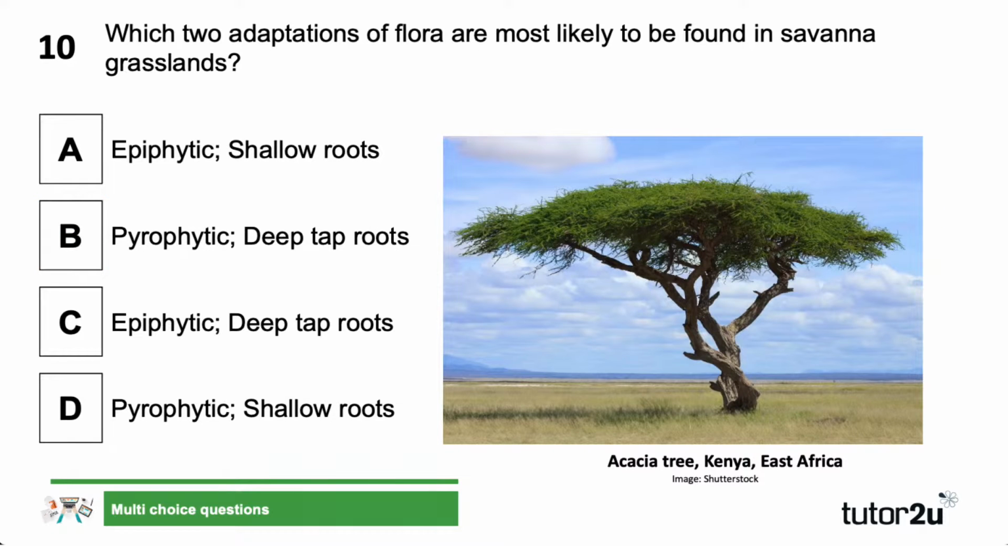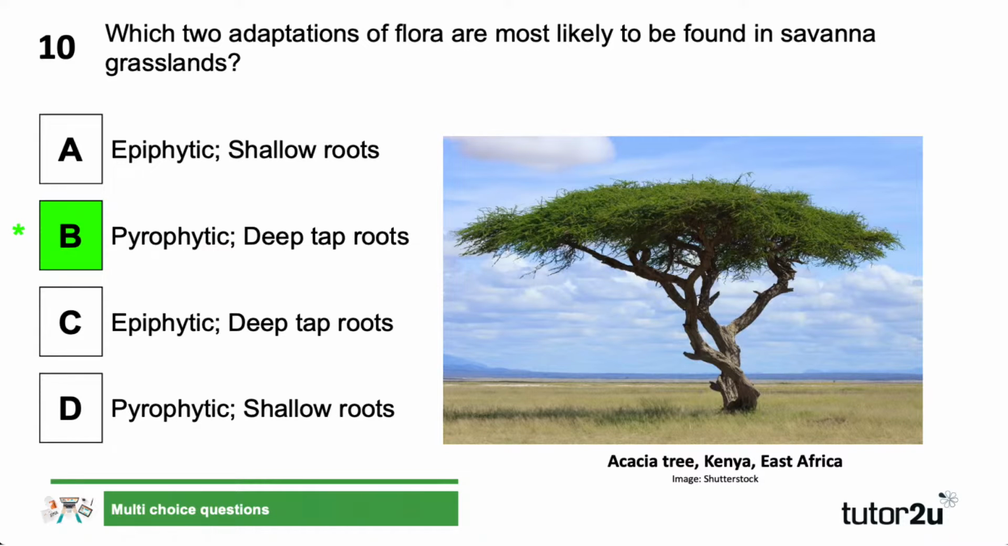Number 10, which 2 adaptations of flora are most likely to be found in savanna grasslands? Would it be A, epiphytic shallow roots, B, pyrophytic deep taproots, C, epiphytic deep taproots, or D, pyrophytic shallow roots? Again, look those words up if you're not sure of them. And yeah, someone's got the correct answer, which is pyrophytic, deep taproots.